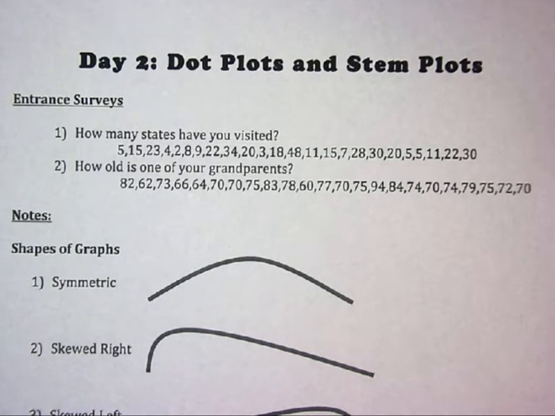Here are our notes for day 2 of our statistics unit using dot plots, stem plots, and the shapes of graphs. Started off by doing a little survey and taking some data. How many states have you visited? This is a sample set of data. The next question was, how old is one of your grandparents? Again, a sample set of data that's already been taken down. We're going to use this a little bit later on when we do stem plots and dot plots.